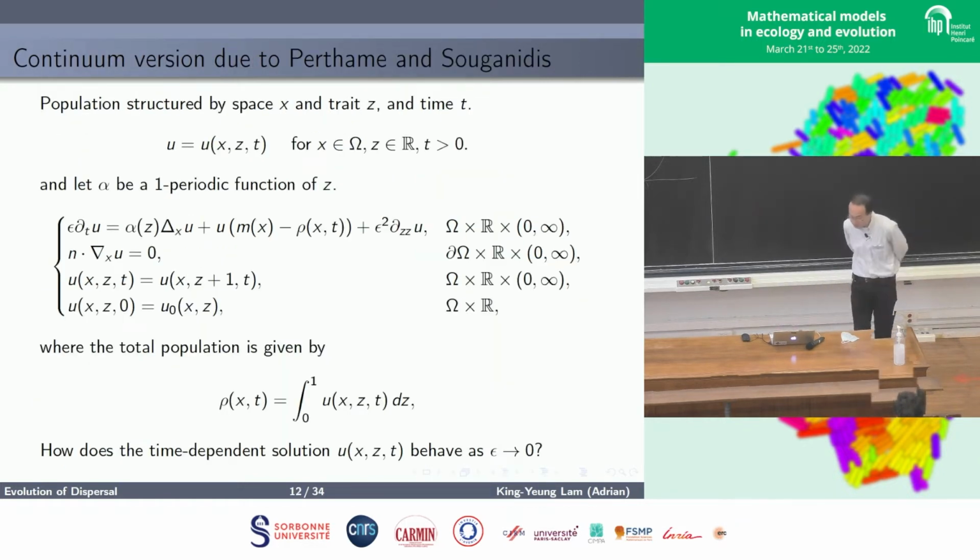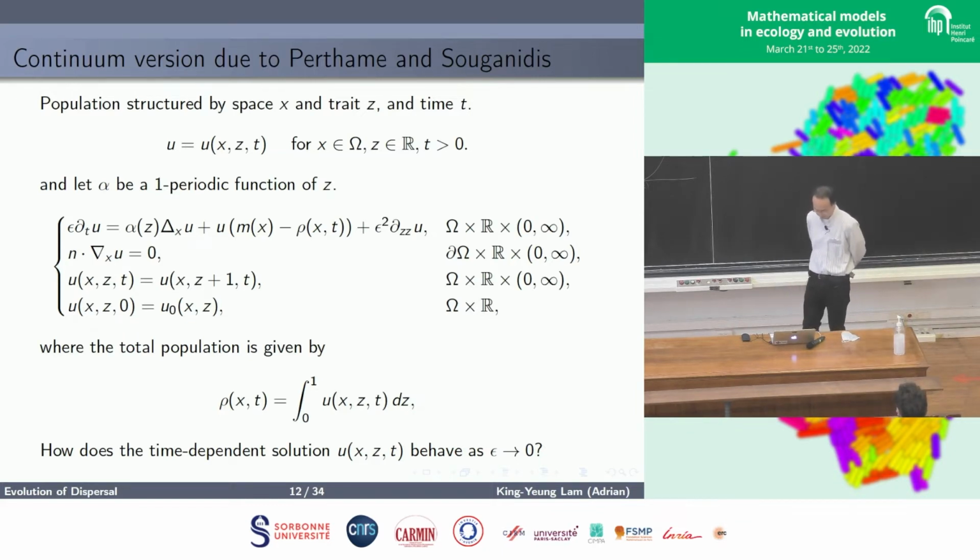Okay, so a continuum version of this model is proposed by Perthame and Souganidis in the form of a selection-mutation model with spatial structure. Okay, so here the unknown u is a function of space x, a phenotype trait variable z, and a time variable t. So if you look at the equation, the population change is brought about by spatial diffusion. The rate for the diffusion is trait dependent. So depending on what type of the species is, this is a trait dependent spatial diffusion.